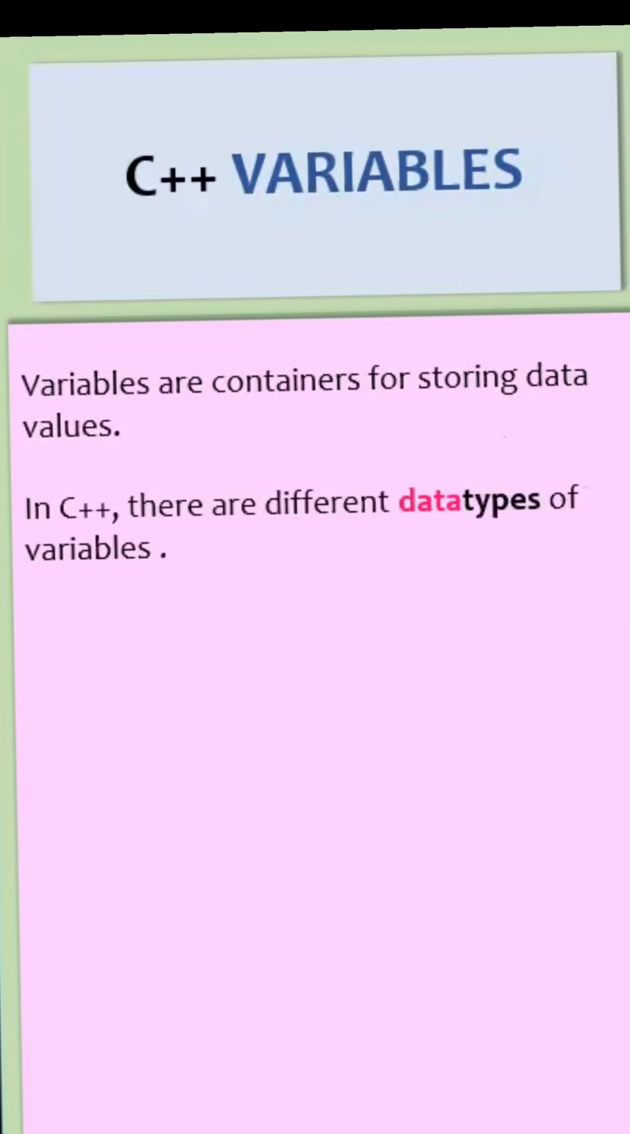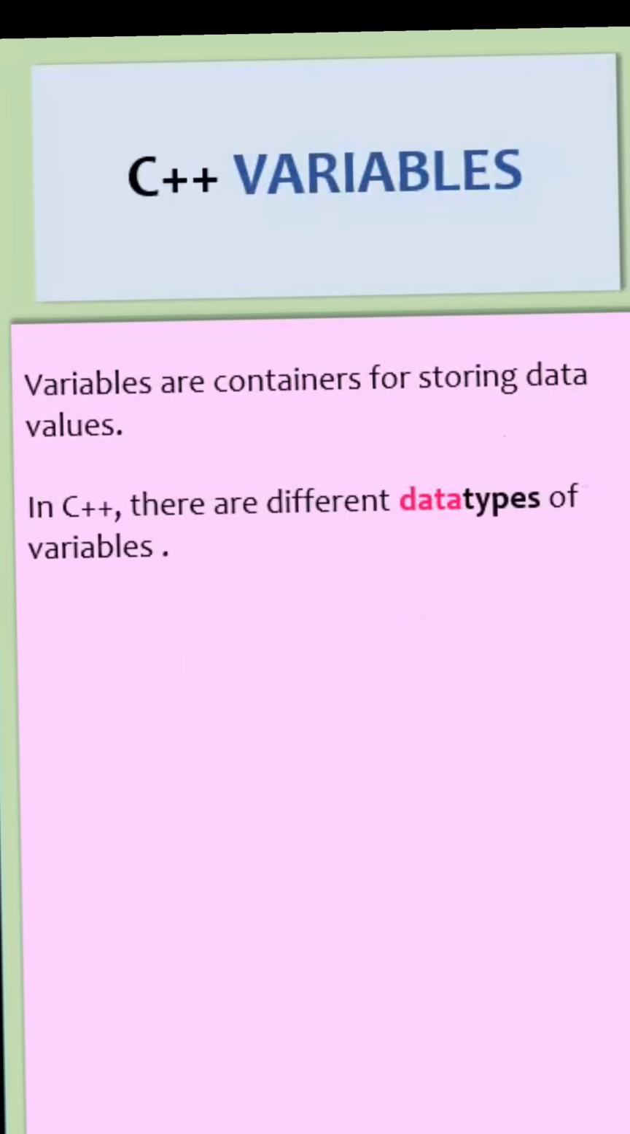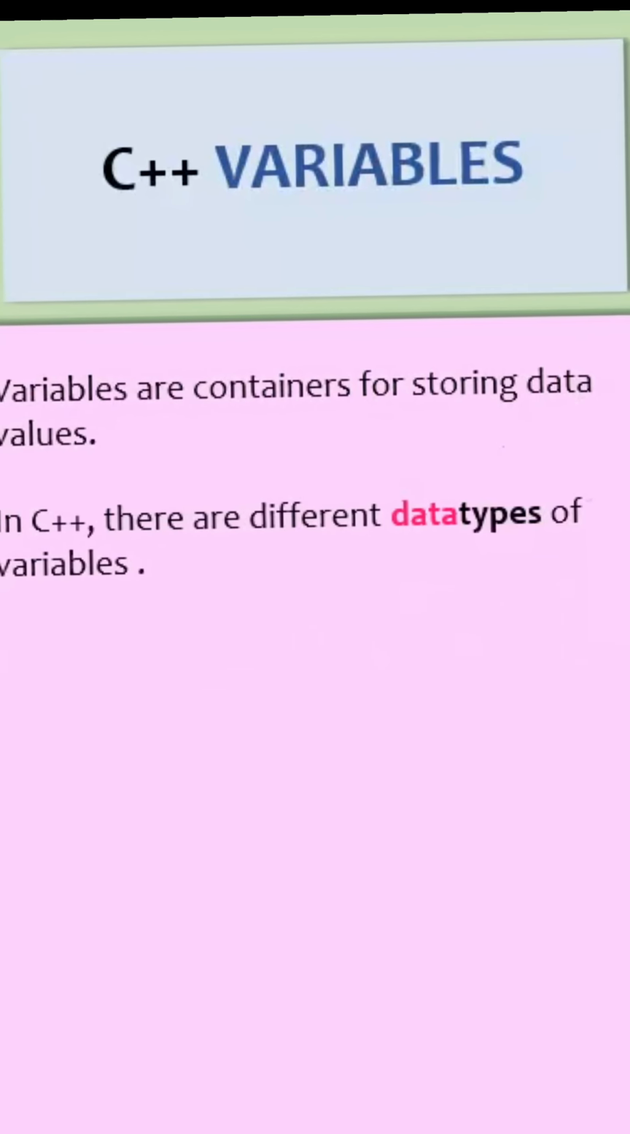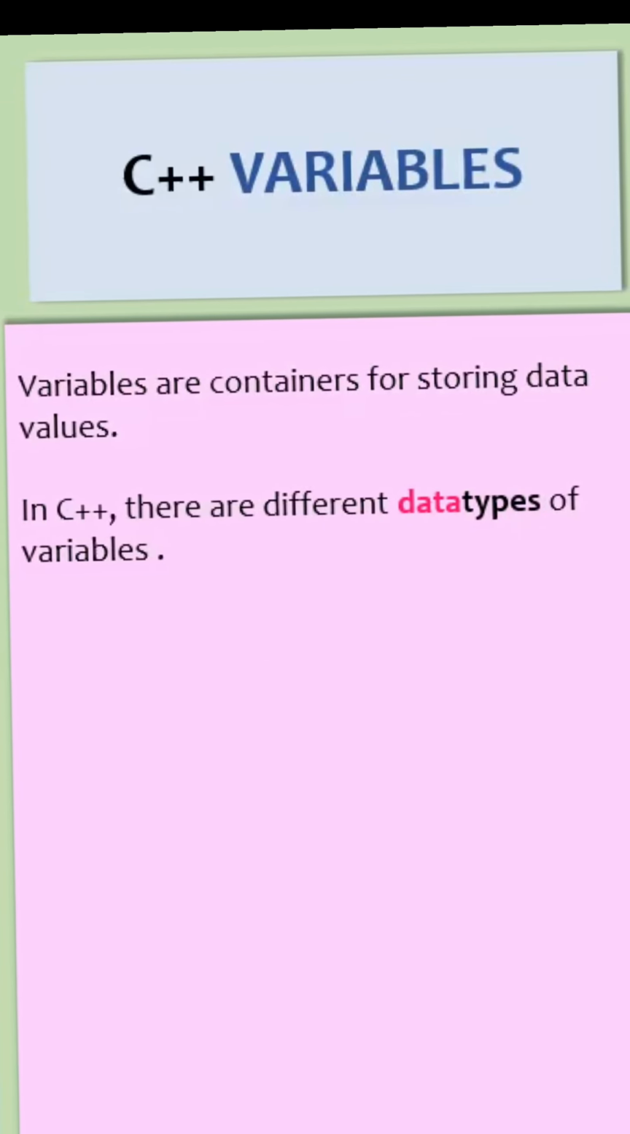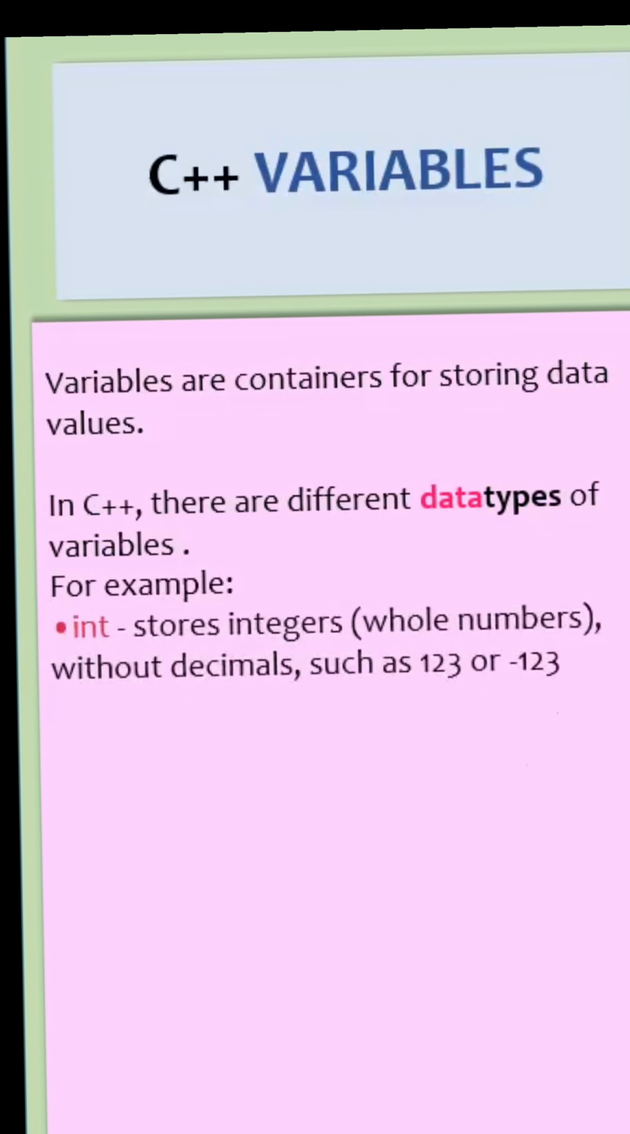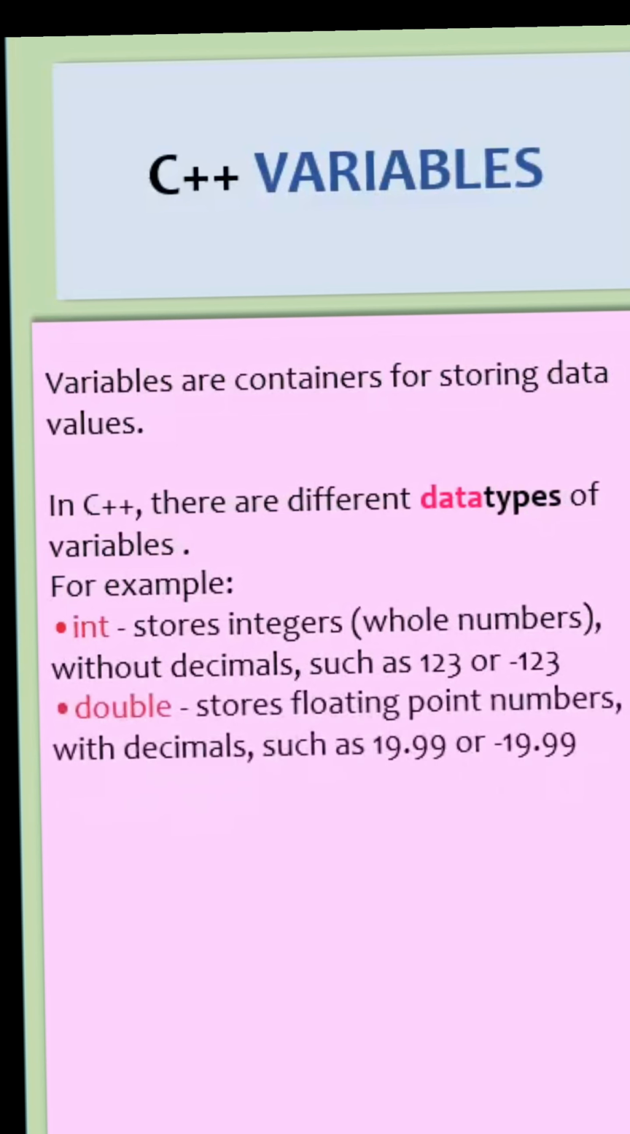And in C++, there are different data types of variables. When we are declaring a variable, we can use different data types provided by C++. For example, int will store integers or whole numbers, that is, without decimal points, such as 1 to 3 or minus 1 to 3, positive or negative whole numbers.